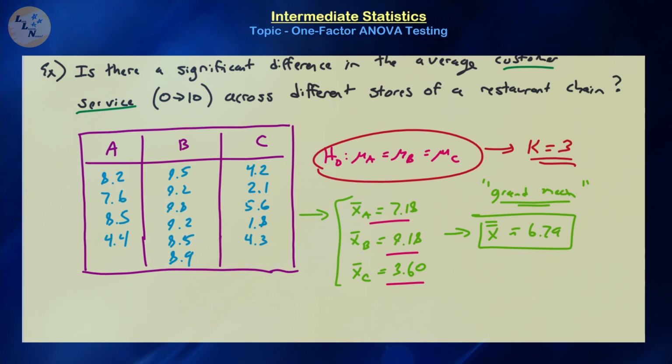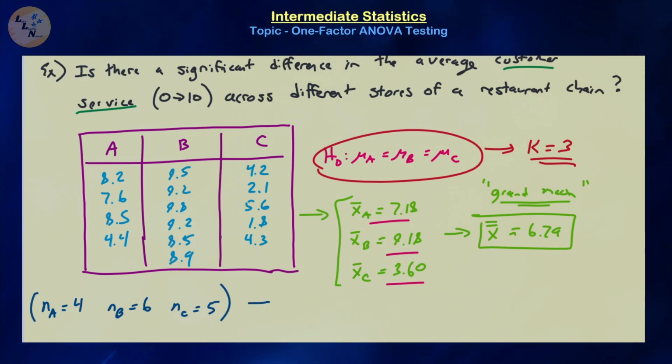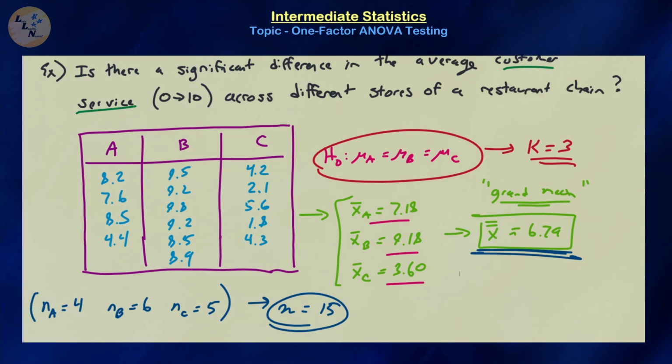It's also important to note how many people we are sampling. The number of people that we sampled in Store A was equal to 4, the number of samples in Store B was 6, and the number of samples in C was equal to 5, giving us a grand total of 15 respondents. So in order to calculate this grand mean, that's just going to be the sum of all of those values divided by 15. Now, that's our basic setup.